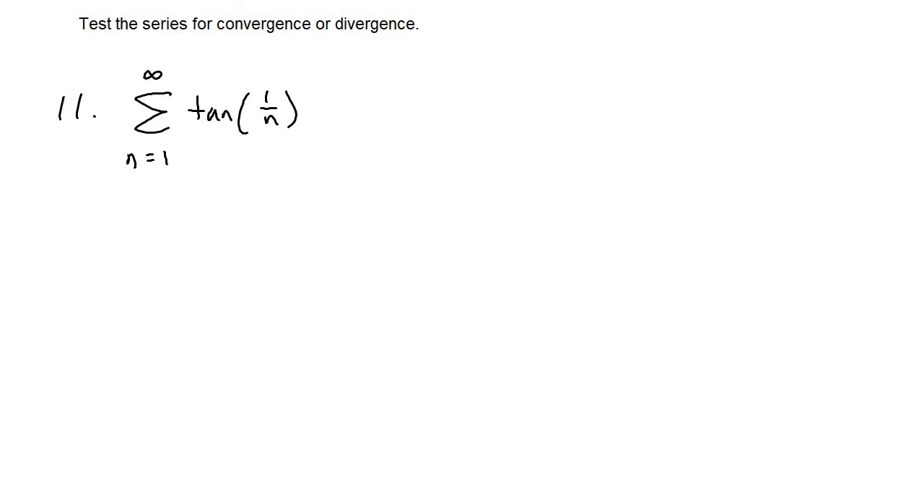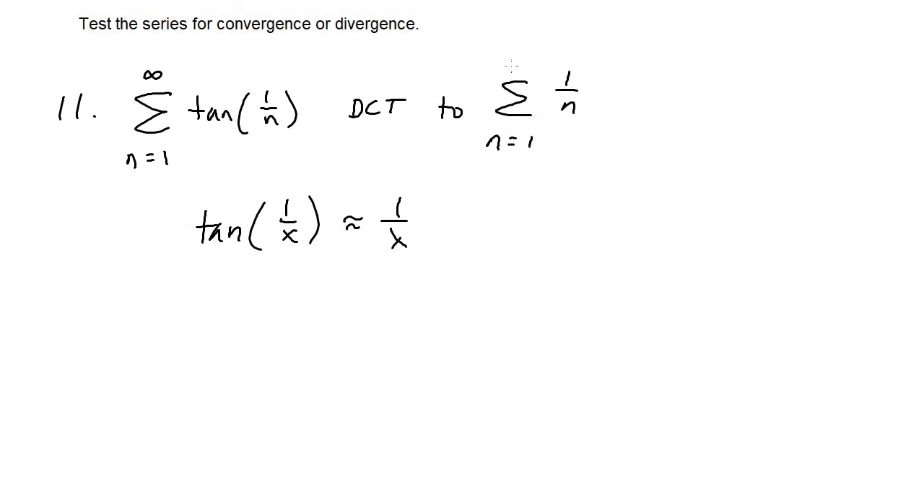Now for number 11, we have the series from n equals 1 to infinity of tangent of 1 over n. Now if I were allowed to use a graphing calculator, I would go ahead and graph tangent of 1 over x. If you graph that, you would see that it's very similar to the graph of 1 over x itself. So I would do a direct comparison test of the series of tangent of 1 over n to the infinite series of 1 over n itself, from 1 to infinity.